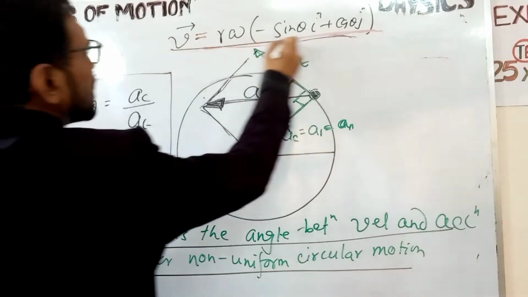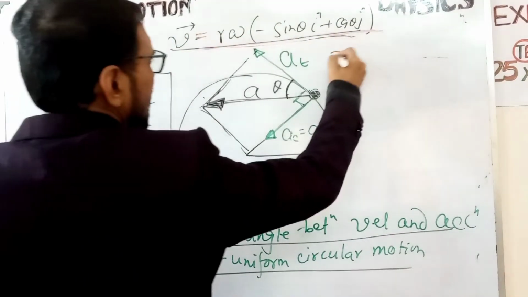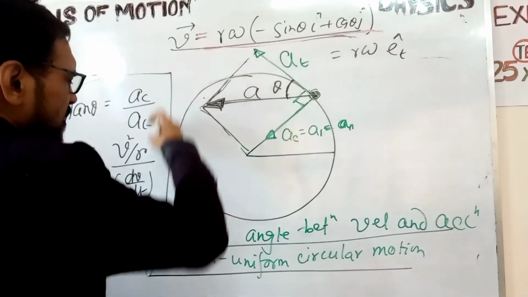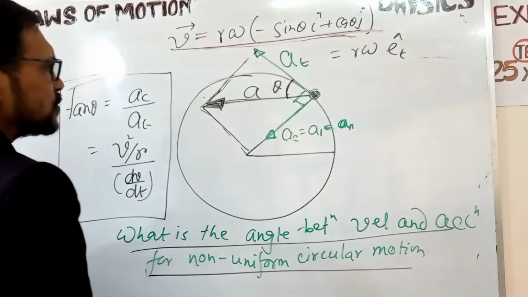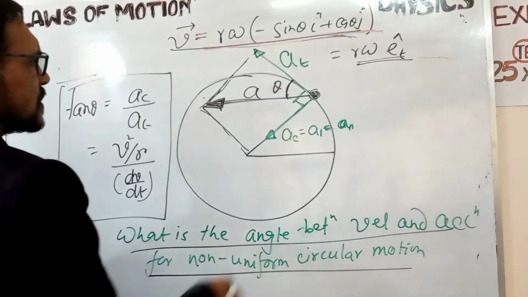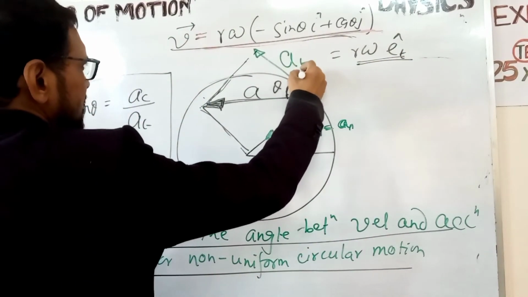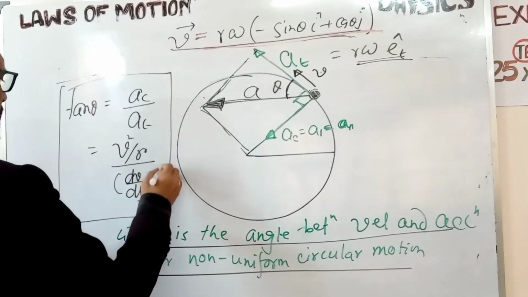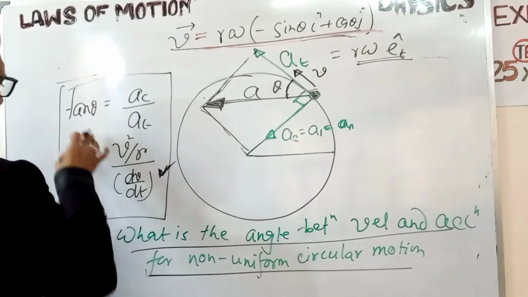We get v equal to r omega, this. This is the tangent, that is r omega e t. So for a rotating particle, whether uniform or non-uniform, the direction is always along the tangent. So the velocity direction is in this direction. Now what is the angle between V and A? This is theta, which is defined by tan theta equal to this.